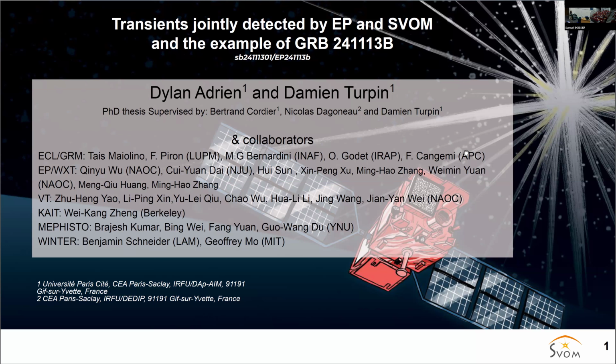I start. Okay. So hello everybody. My name is Dylan. I'm a PhD student at CEA, and I'm working with Damien on a project about transients that are jointly detected by EP and SVOM. And I will focus more on the example of GRB 241130b, as it was our test case for our analysis.